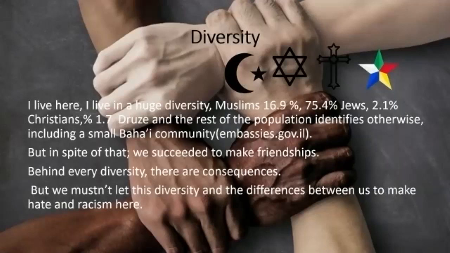Yeah. So I live in a huge diversity. Muslims are 16.9% of the population, 75.4% Jews, 2.1% Christians, and 1.7% Druze. And the rest of the population identifies otherwise, including a small Baha'i community. But in spite of that, we succeeded to make friendships. Behind every diversity, there are consequences. But we mustn't let this diversity and the differences between us make hate and racism here.